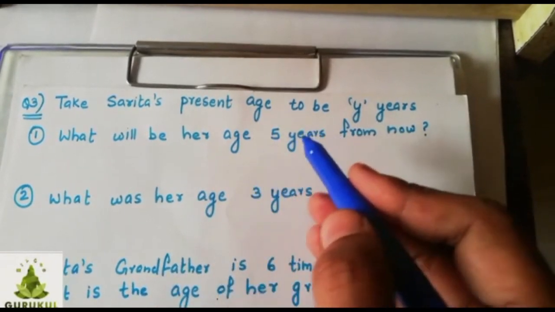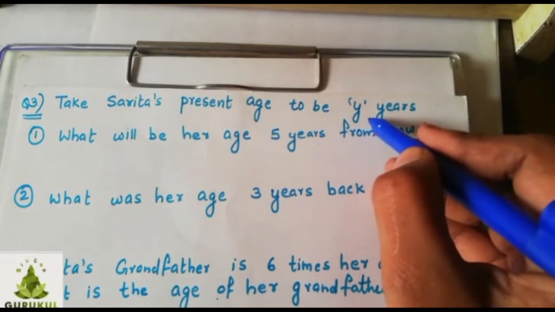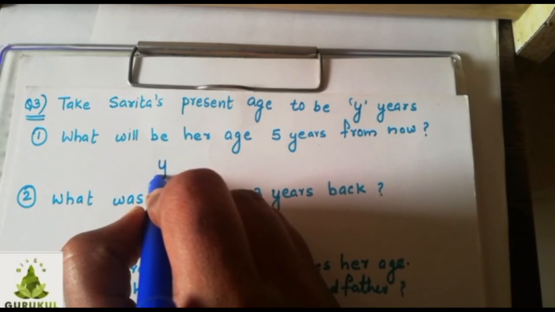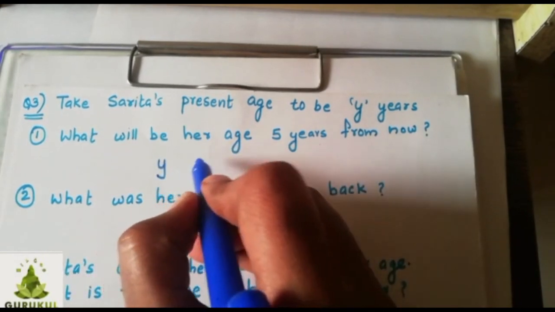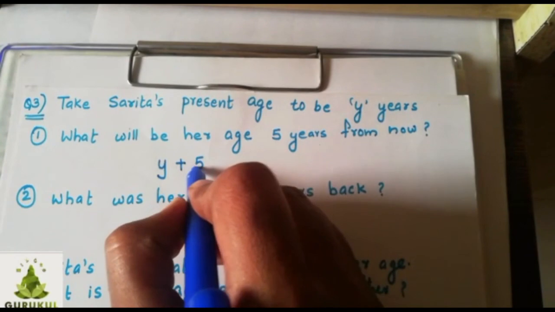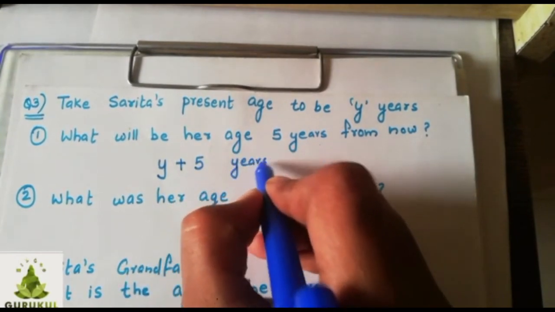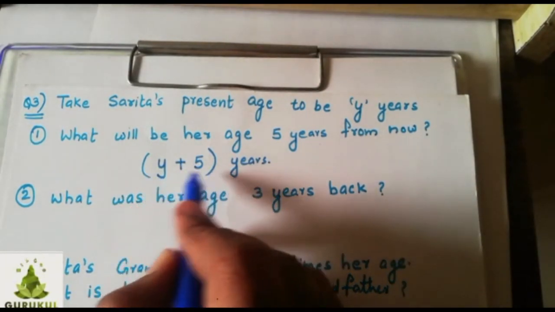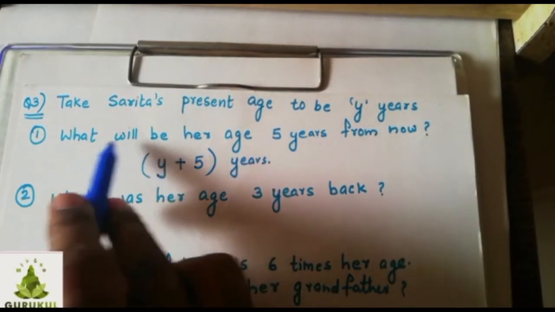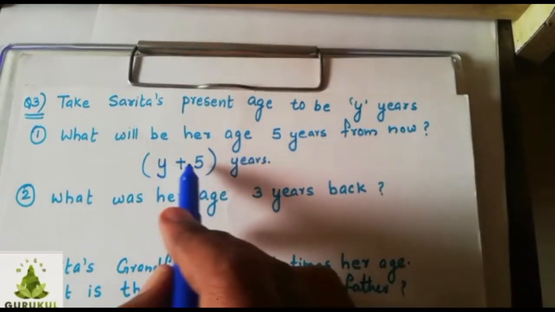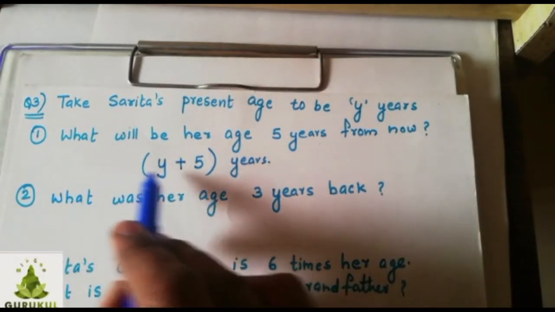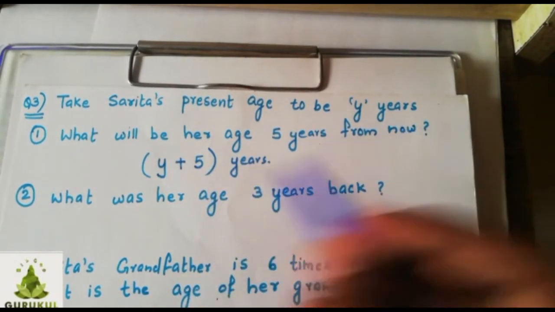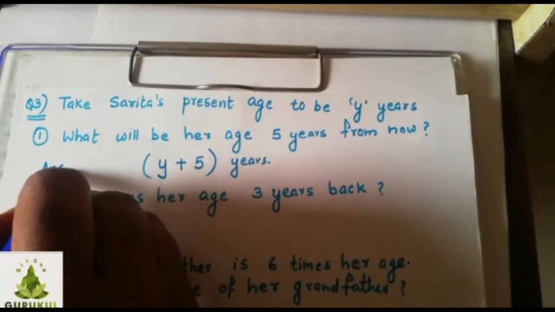Think of yourself as Sarita here. Now, your age is y years. After 5 years your age will be y plus 5 years. Is it clear to you? This is the answer. This is a binomial, 2 terms are there, so you write it in brackets. What will be her age 5 years from now? y plus 5 years. Sarita will be y plus 5 years from now. From now means after 5 years. Is it clear? This is the answer for this question.